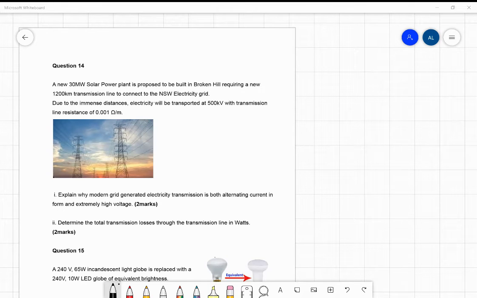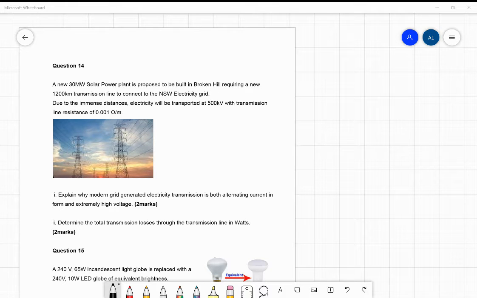Question 14: a new 300 megawatt solar power plant is proposed to be built in Broken Hill, requiring a new 1,200 kilometre transmission line to connect to the New South Wales electricity grid. Due to the immense distances, electricity will be transported at extremely high voltages of 500 kilovolts with transmission line resistance of 0.001 ohms per metre.